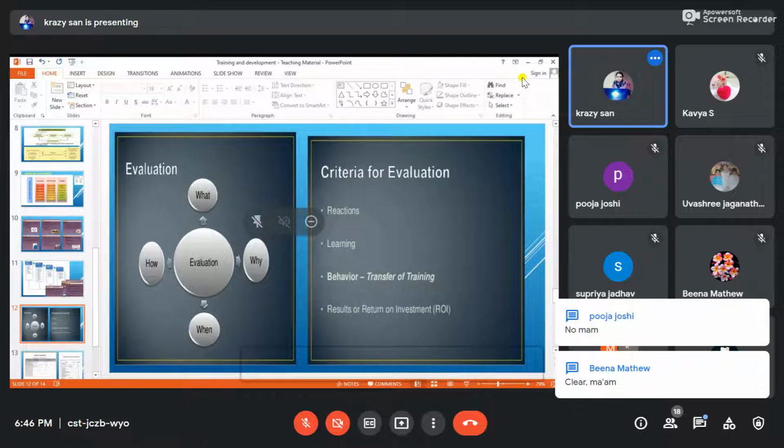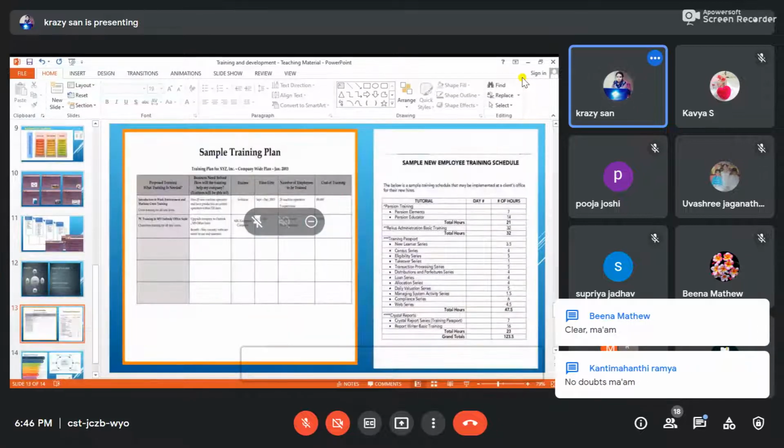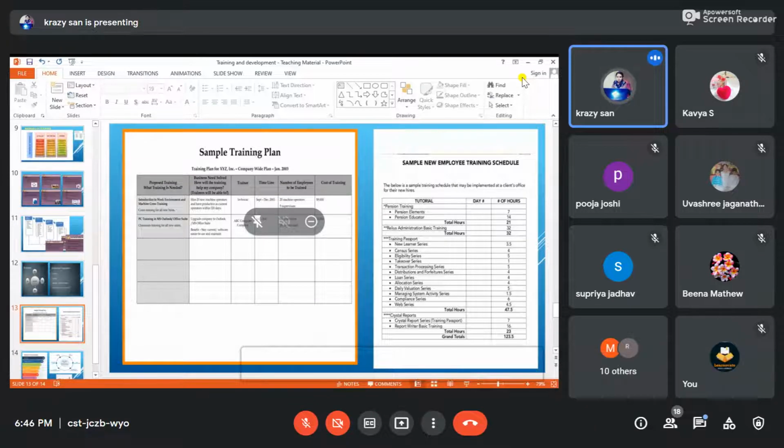Okay then. Let's go to the next slide. These are the simple training plans. You can see in the pictures, in the slides. Simple training plan, whether you are going to perform your training inside the company or outside, you use simple templates. It varies according to the organization, the sector, and the industry.